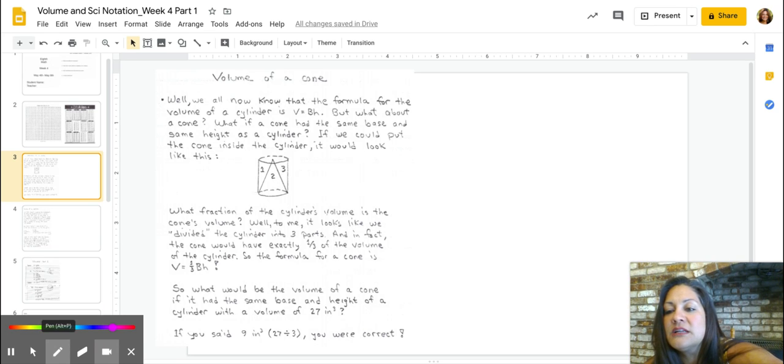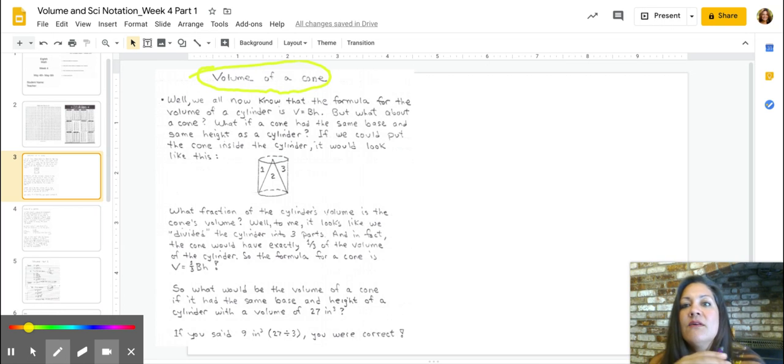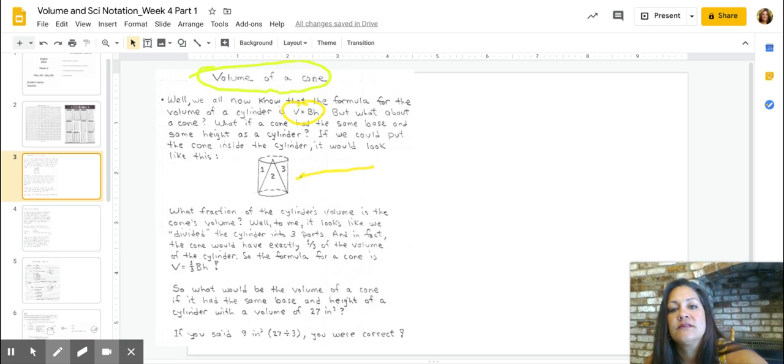That brings us to our introduction. So right here, we are looking at volume of a cone. Well, we all know now that the formula for the volume of a cylinder is V equals base times height. And don't forget that this base right here is a circle. So you're going to have the area of the circle, which is pi r squared, okay, times height. But what about a cone? What if a cone had the same base and same height as the cylinder? If we could put the cone inside the cylinder, here's what it would look like right here.